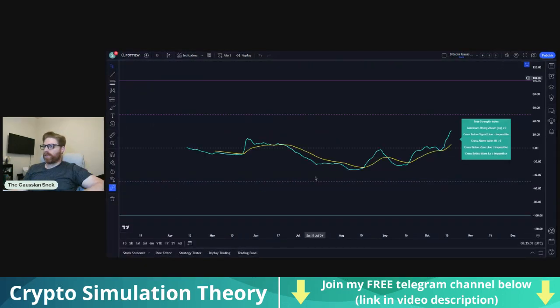This is the reverse true strength indicator, and look, it's breaking out. It's had this whole year to just waffle around, and now finally we've got this strong bullish divergence. Love it. Looking really good.